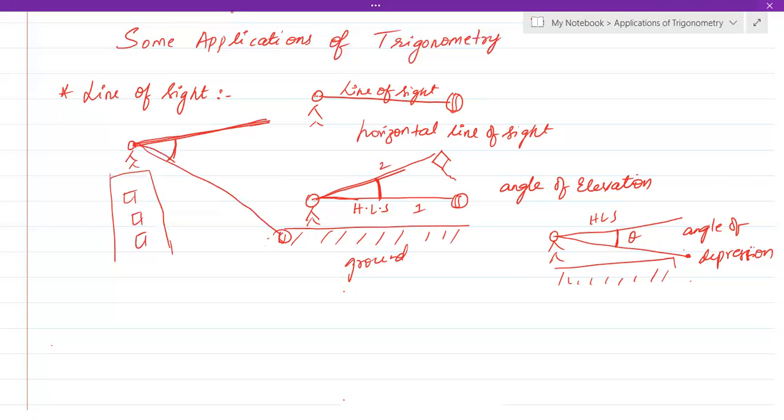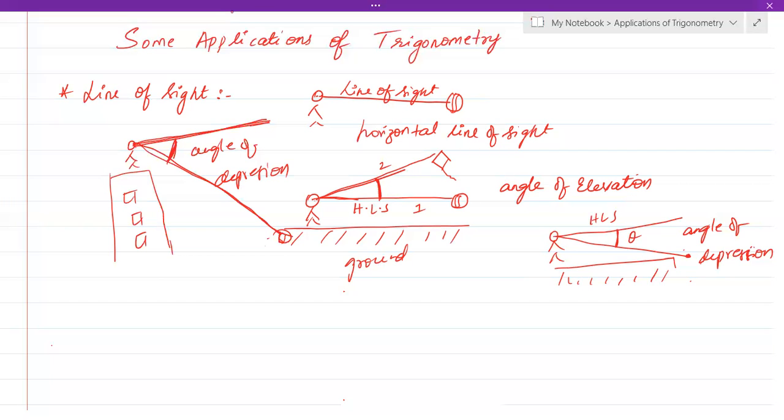Now he is watching something which is below, okay. Here is the new line of sight. This angle is called the angle of depression, okay. So here we must be able to identify the angle of elevation and angle of depression. That is the very important task, okay.